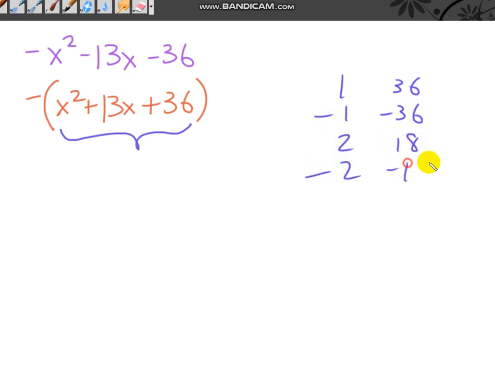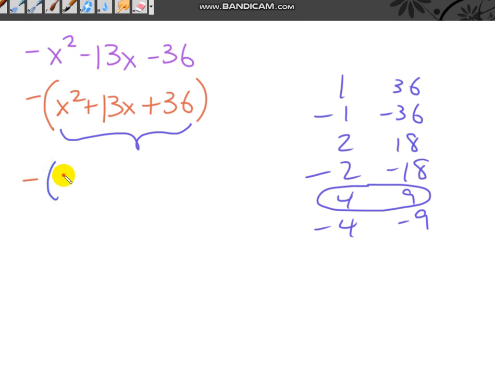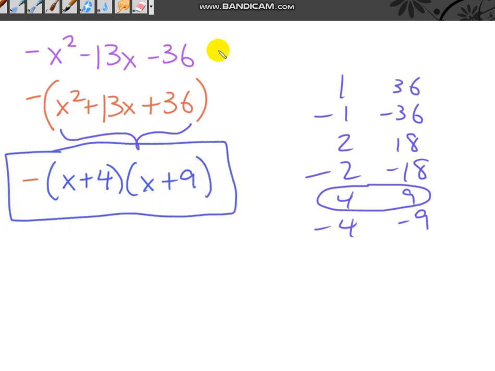Okay, so I'm going to make my list of numbers right here, and I could probably go longer, but it's okay. What I see here is that 4 and 9 should work, right? Because 4 times 9 is 36, and 4 plus 9 is going to be 13. So if we go ahead and write this, what we have is x plus 4 times x plus 9. Okay, so if we start off with this expression, this down here would be its factored form.